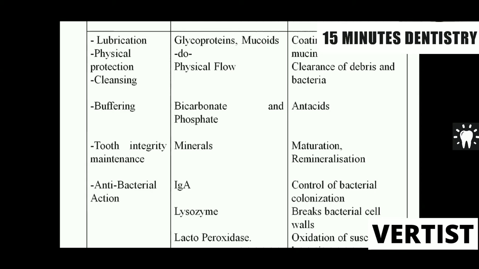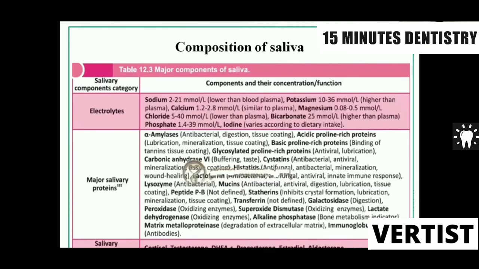Bicarbonate and phosphate present in saliva give the buffering action to the saliva by which it acts as an antacid. Minerals present in the saliva maintain the tooth integrity because maturation and remineralization of the tooth is possible. IgA, lysozyme, and lactoperoxidase present in the saliva give the antibacterial action. Because it controls the bacterial colonization, it breaks the bacterial cell walls, and the oxidation of the susceptible bacteria is possible. Now then the composition of the saliva.